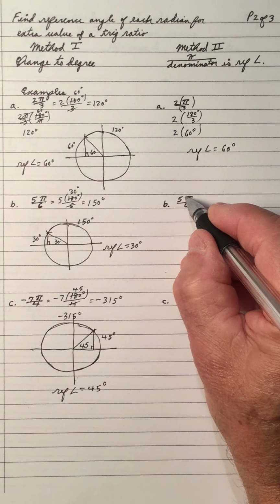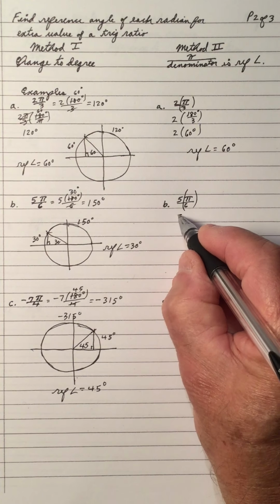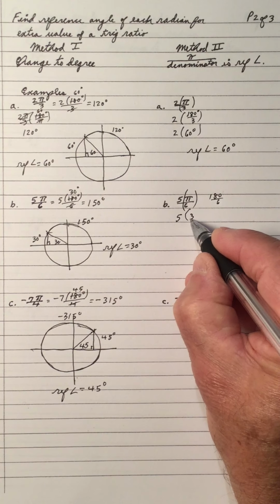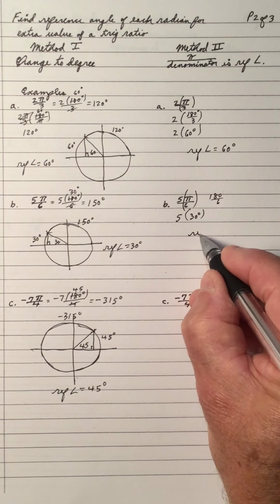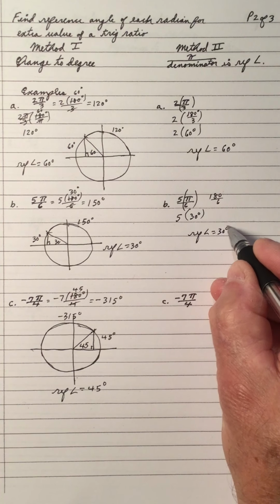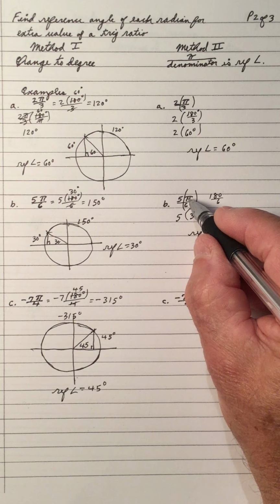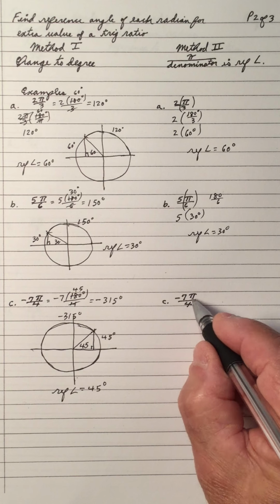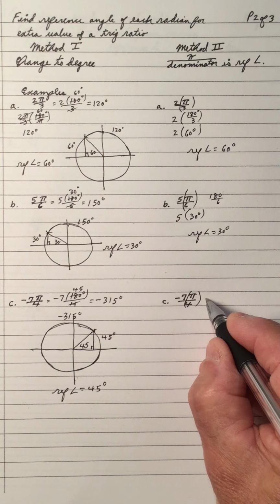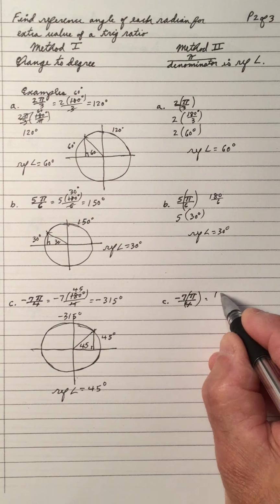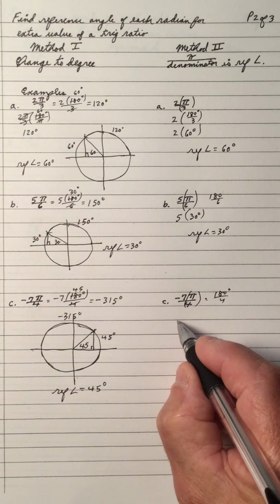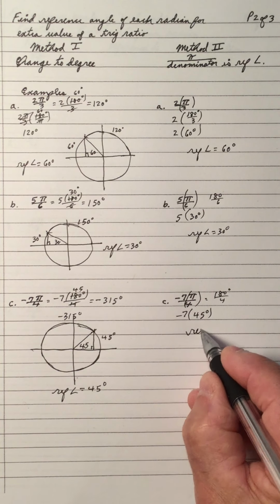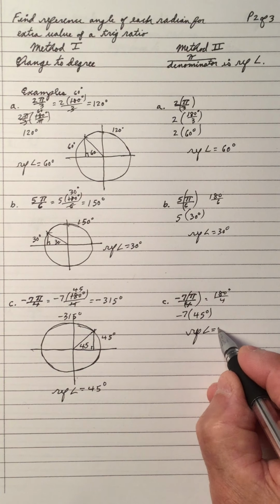Again, if you have 5 pi over 6, pi over 6 is 180 divided by 6. So that's 30. So guess what? Your reference angle is 30. So it's the pi over the denominator that gives you your reference angle. And right here, we got pi over 4, so that's 180 divided by 4, which is 45. And your reference angle for this rotation is 45 degrees.